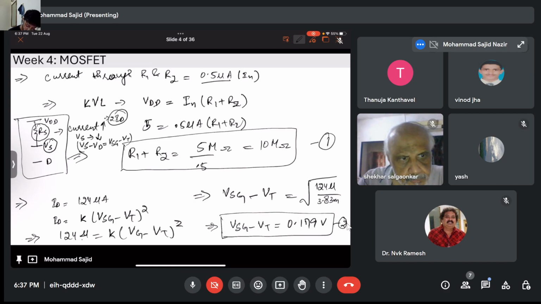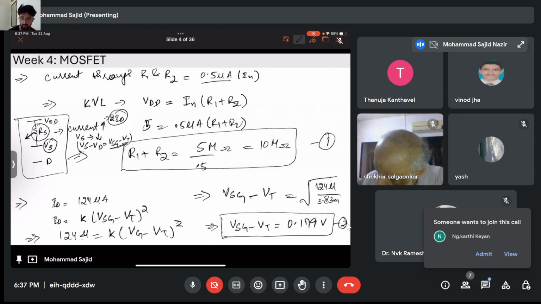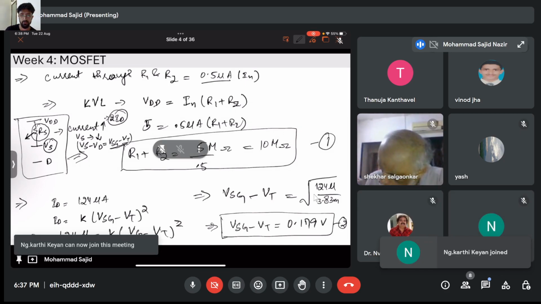This is the maximum current flowing in a device. So that means you have to keep RS in such a way that this Vs potential minus Vd potential is minimum, its minimum value should be equivalent to Vsg minus Vt. Is it understood? Yes, sir, understood.